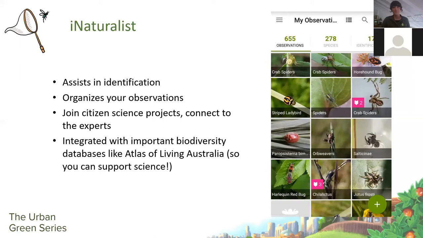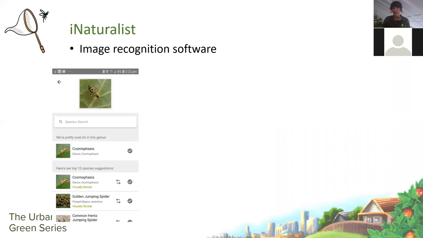So let's just go over how you can get help with your identifications of insects by using iNaturalist. The very first way is that it comes already with image recognition software, which means that you open it up, you upload your photo, and pretty much the first thing you get is suggestions for what the app software thinks your photo is. You can see here, I've uploaded a picture of this little spider, and iNaturalist is telling me, well, I'm pretty sure it's a part of this spider genus.